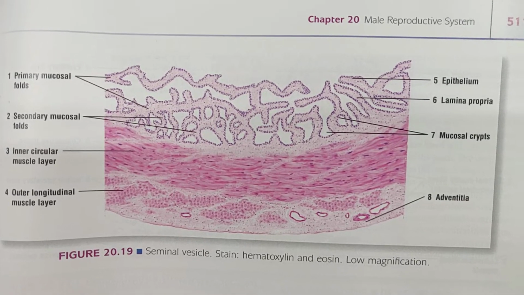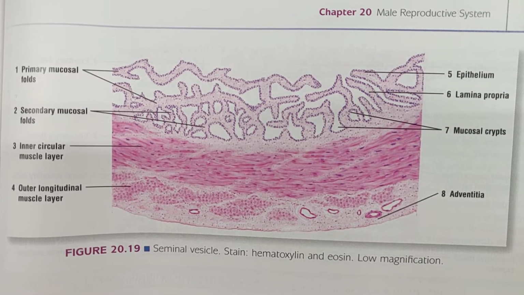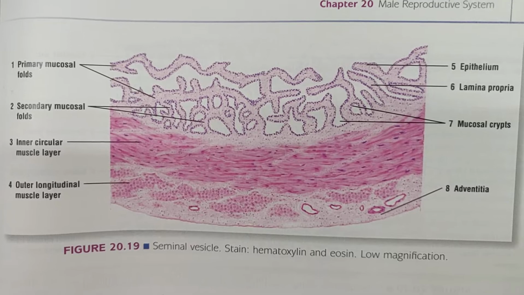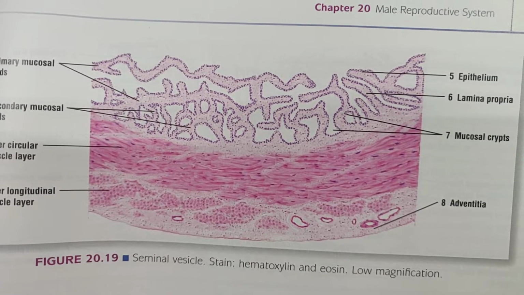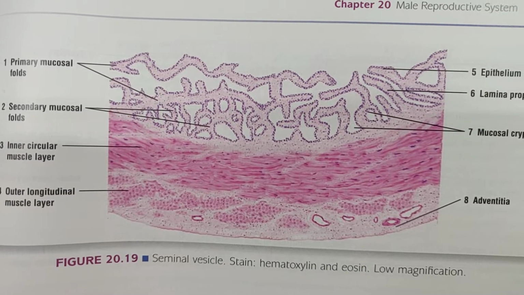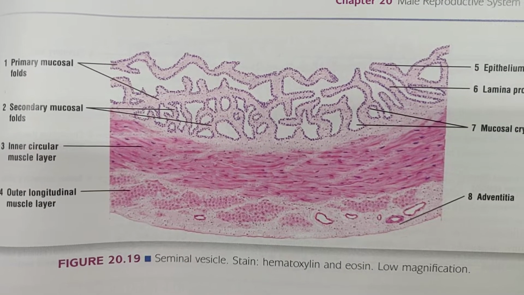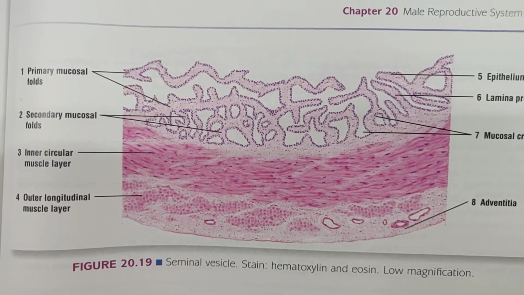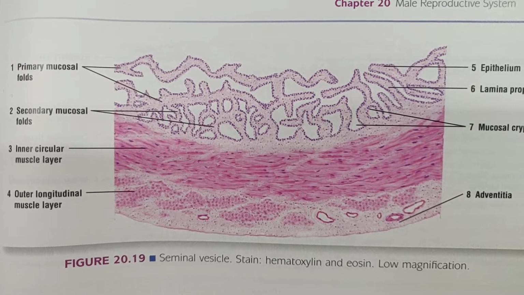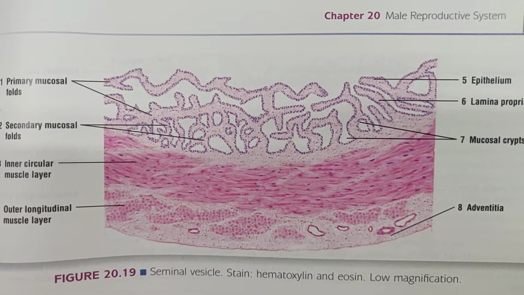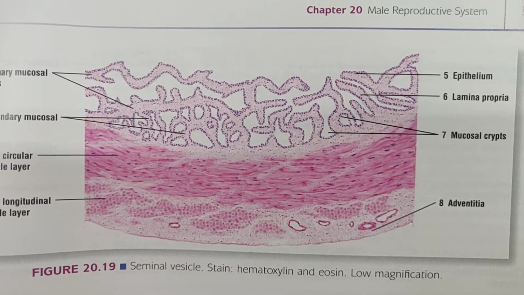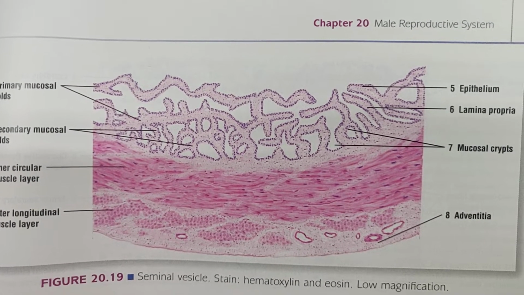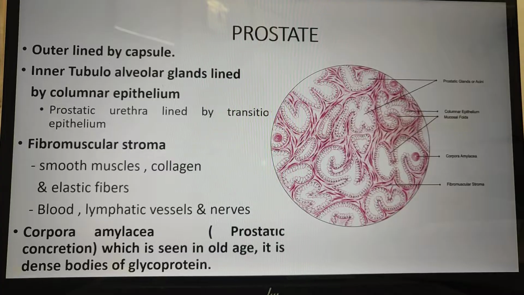Here you can see this is the ideal diagram of the seminal vesicles. Inside there is the mucosal fold, which makes the mucosal crypt, and it is lined by the pseudostratified columnar epithelium, and there is an inner circular and outer longitudinal muscle layer, and most outer there is a tunica adventitia.